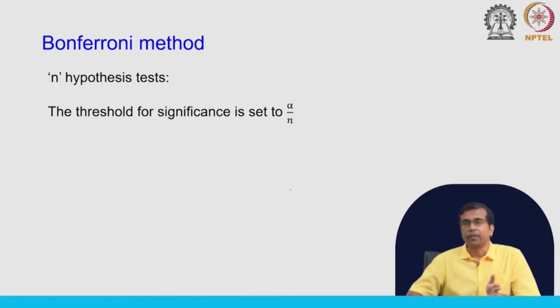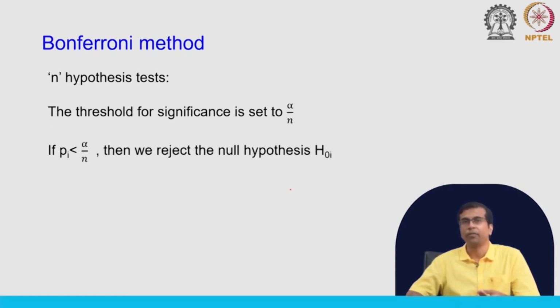In the Bonferroni method, the idea is very simple. Let us change the threshold for significance lower, and how much lower? We set this to alpha over n. So, n is the number of statistical tests that we are doing. Let us divide alpha by n. It is a very simple idea, and then what you do is check all these p values that we generated, and if pi is less than alpha by n, then we reject the null hypothesis H0i. So, this is a very stringent requirement.